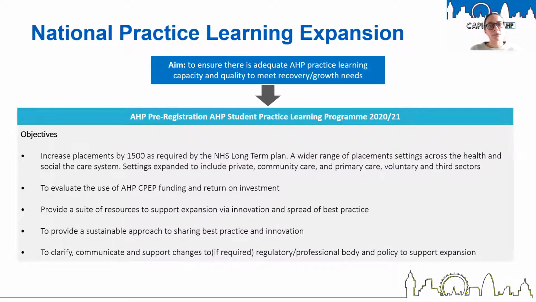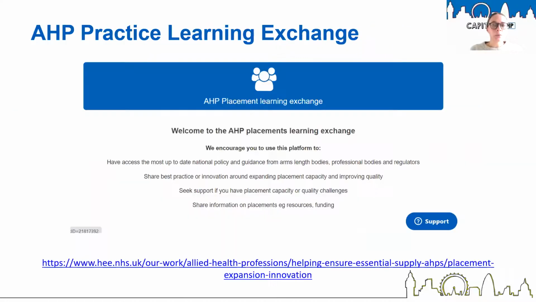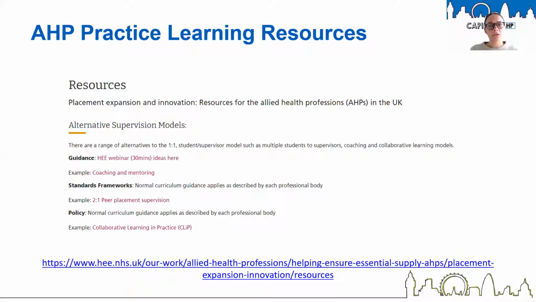The programme aims to ensure adequate AHP practice learning capacity and quality and has measurable objectives and outputs, including increasing practice learning and evaluation of the funding. But also there's a practice learning exchange which has been set up to share resources and ideas, which you can join through the website. You can find links to other resources such as webinars and quick guides, which have also been developed.